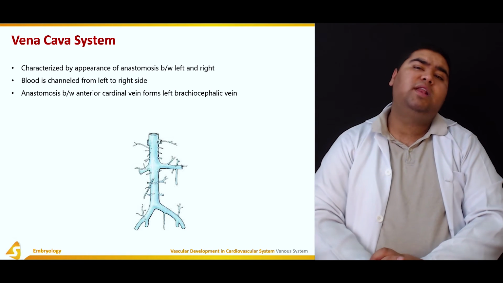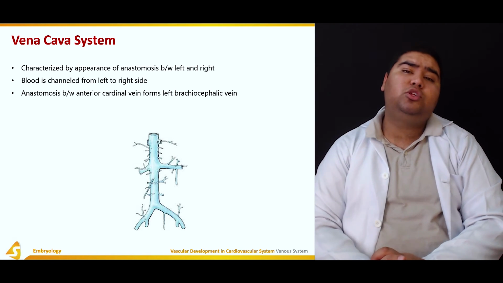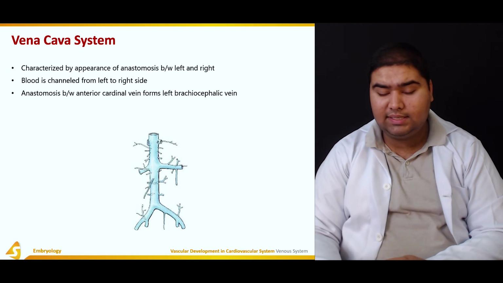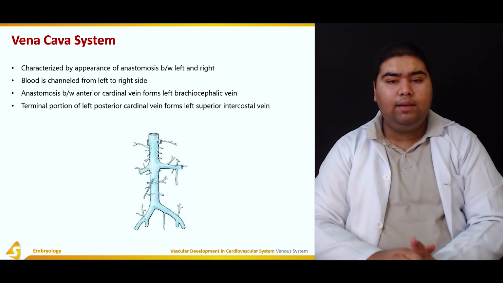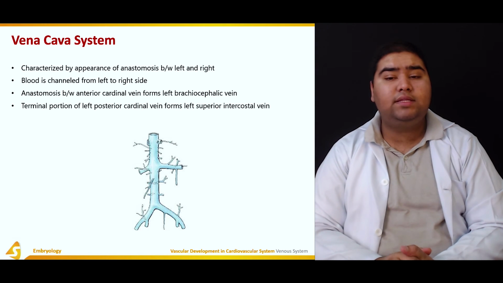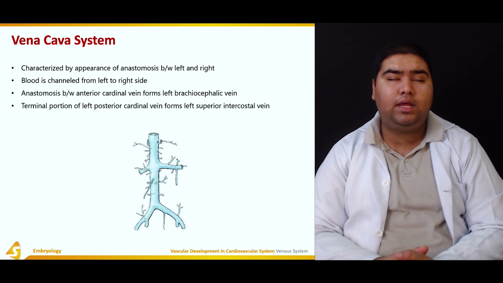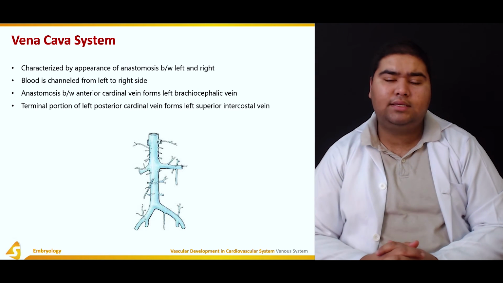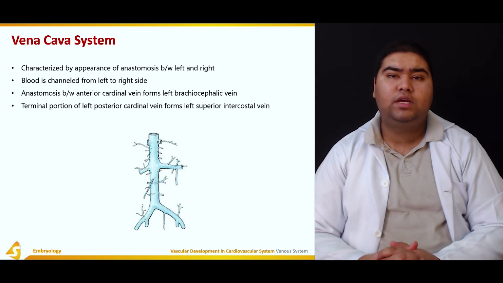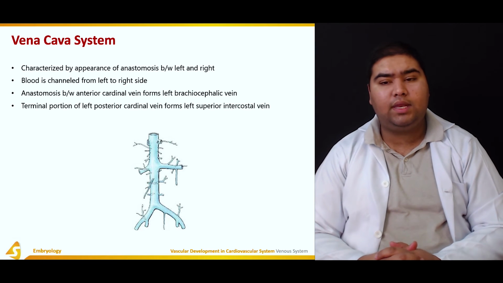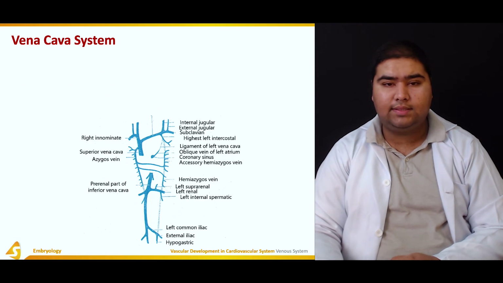So the left brachiocephalic vein is formed by the union of anterior cardinal veins on both sides. Now the terminal portion of the left posterior cardinal veins forms the left superior intercostal veins. It's just a fact: the terminal portion of the left posterior cardinal veins forms the left superior intercostal veins.